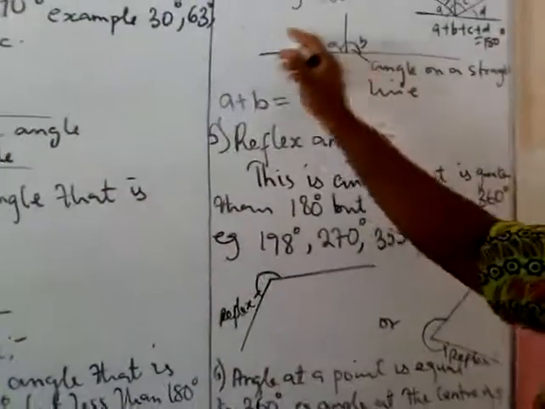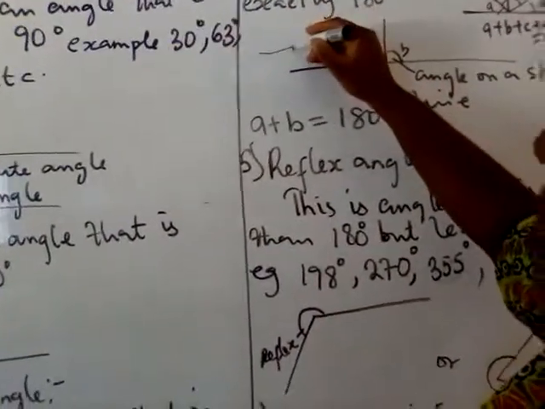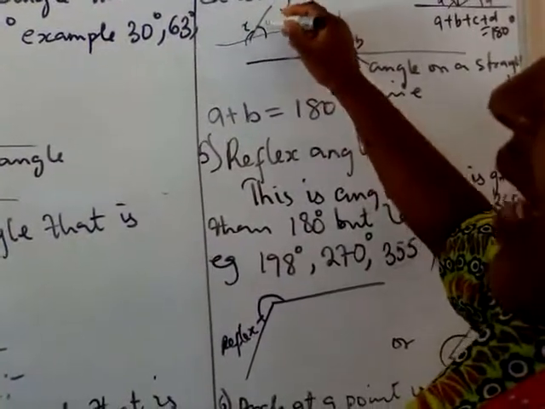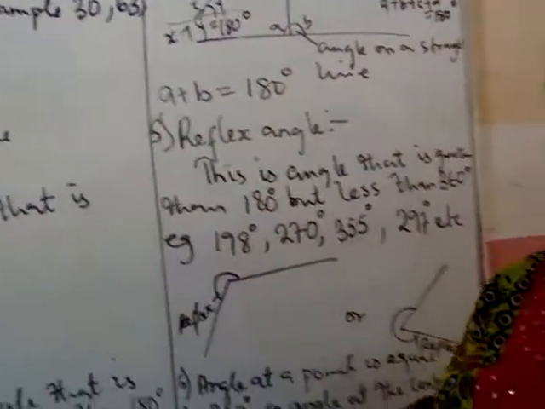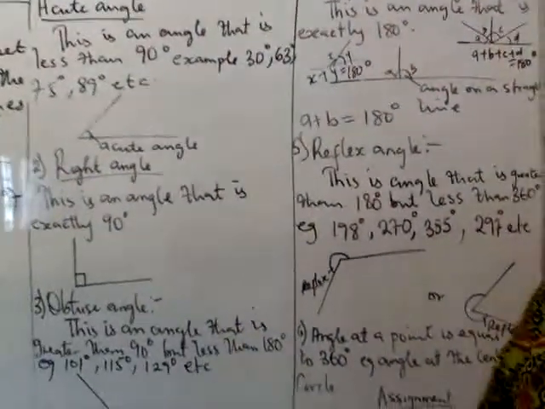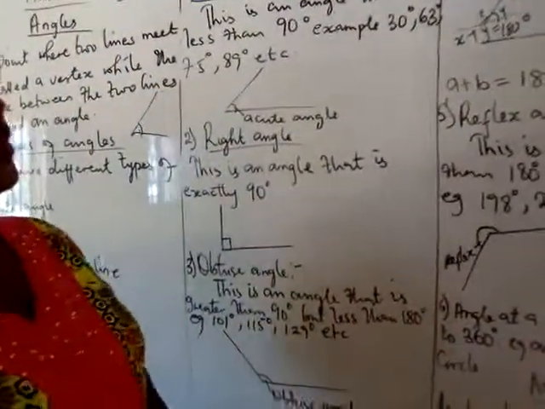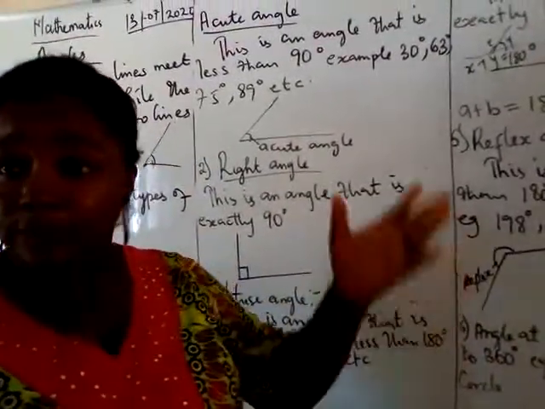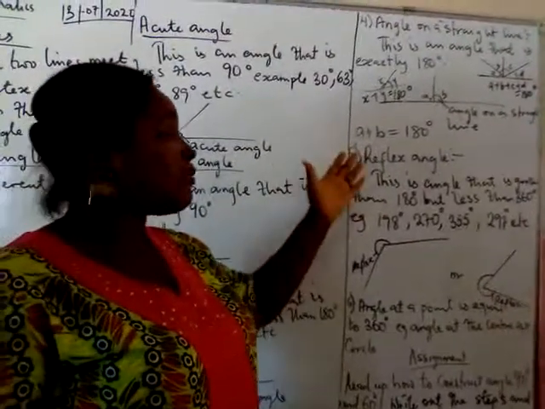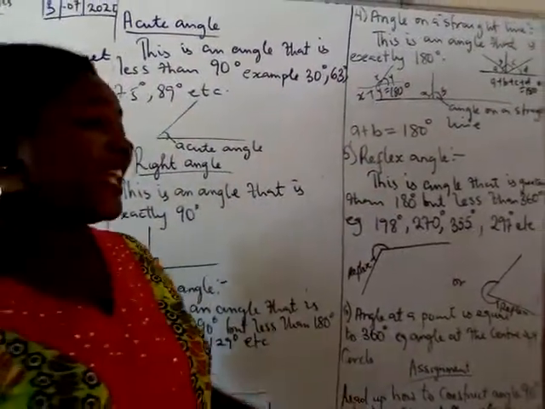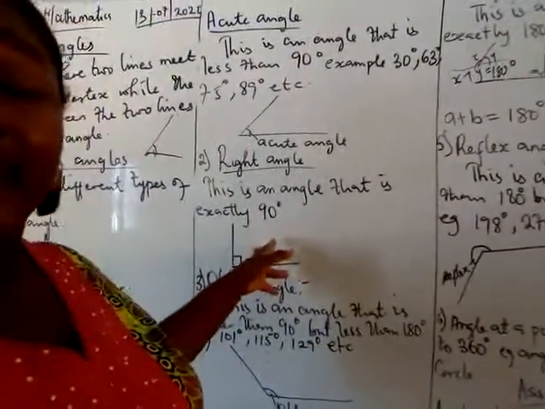When this angle on a straight line is divided into 2, not really equal, one could be bigger than another. Let's say here is x and here is y. x plus y should be equal to 180 degrees because it's angle on a straight line. We also call them sum of supplementary angles. When you add two angles and the result is 180 degrees, we say they are supplementary. For example, 73 and 107. We know that 73 plus 107 is 180. We say that 73 and 107 are called supplementary angles.